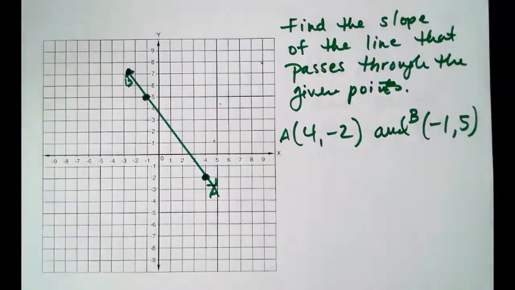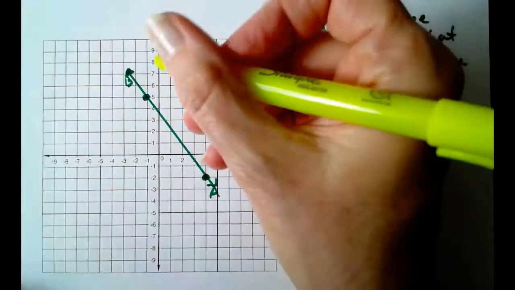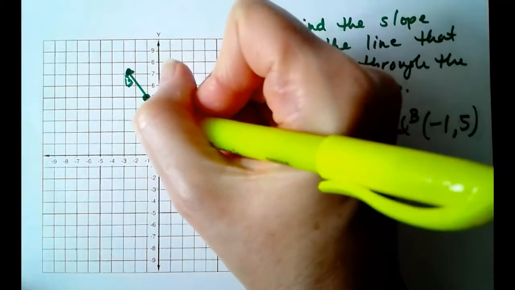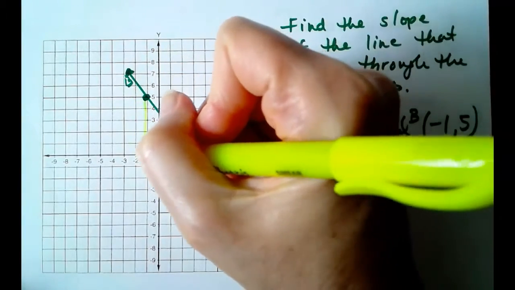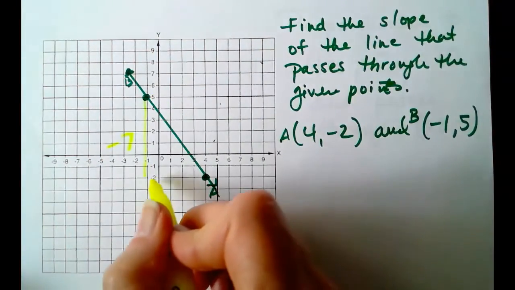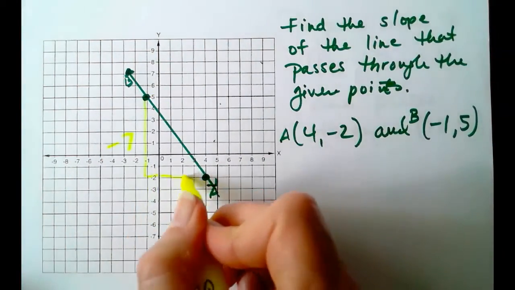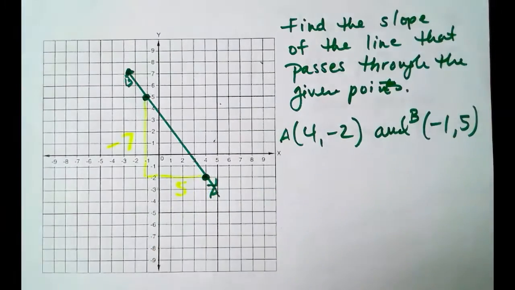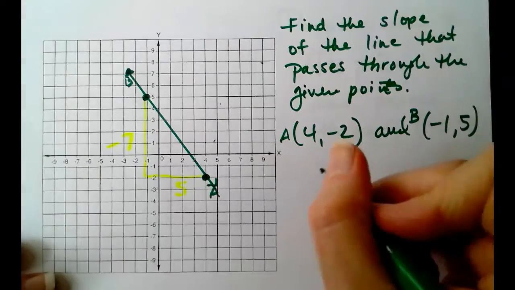So here's our line, and let's count the rise and the run, and then we'll use the slope formula that you should be familiar with. 1, 2, 3, 4, 5, 6, 7, down 7, over 1, 2, 3, 4, 5. This line has a slope of negative 7/5.